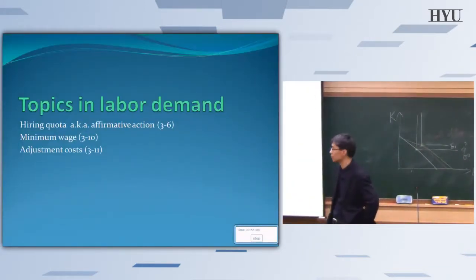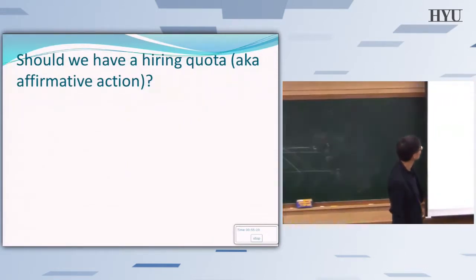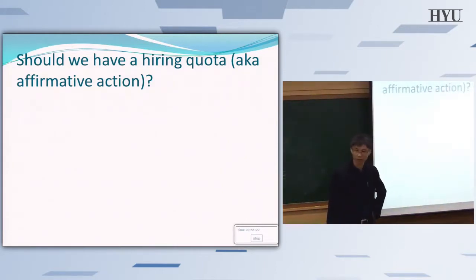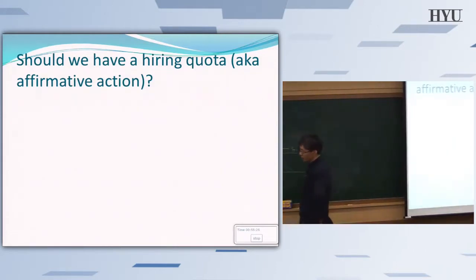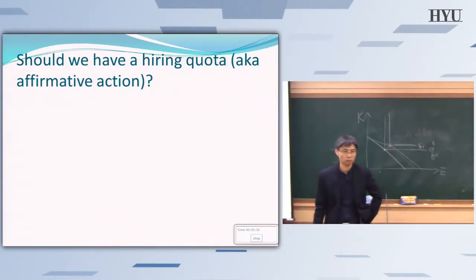Now, let's move on to some topics. Okay, one is hiring quota, minimum wage, adjustment costs. Okay, what is the hiring quota? AKA affirmative action. Okay, also known as affirmative action. A hiring quota is a regulation from the government that tells the employers to hire a certain group of people for at least a certain percentage.